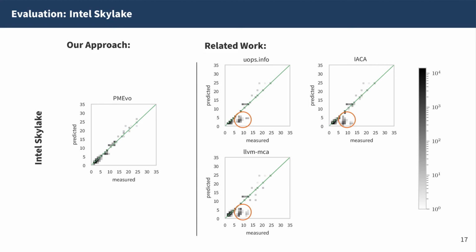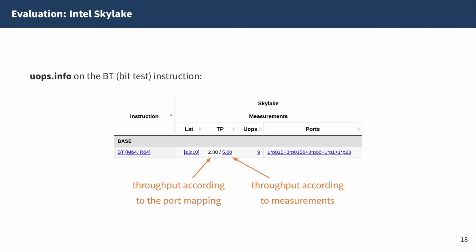However, when we investigate these outlying experiments, we find that all of them contain bit test instructions accessing memory. A quick look into the throughput tables of uops.info gives us an idea of the problem. Their throughput measurements for these instructions, on the right of the TP column, are substantially larger than the throughput that they predict with their inferred port mapping, displayed on the left of the TP column. Together with the rather complex port mapping entry in the rightmost column, we have to conclude that some of these micro-ops contain data dependencies that cause the slower execution.